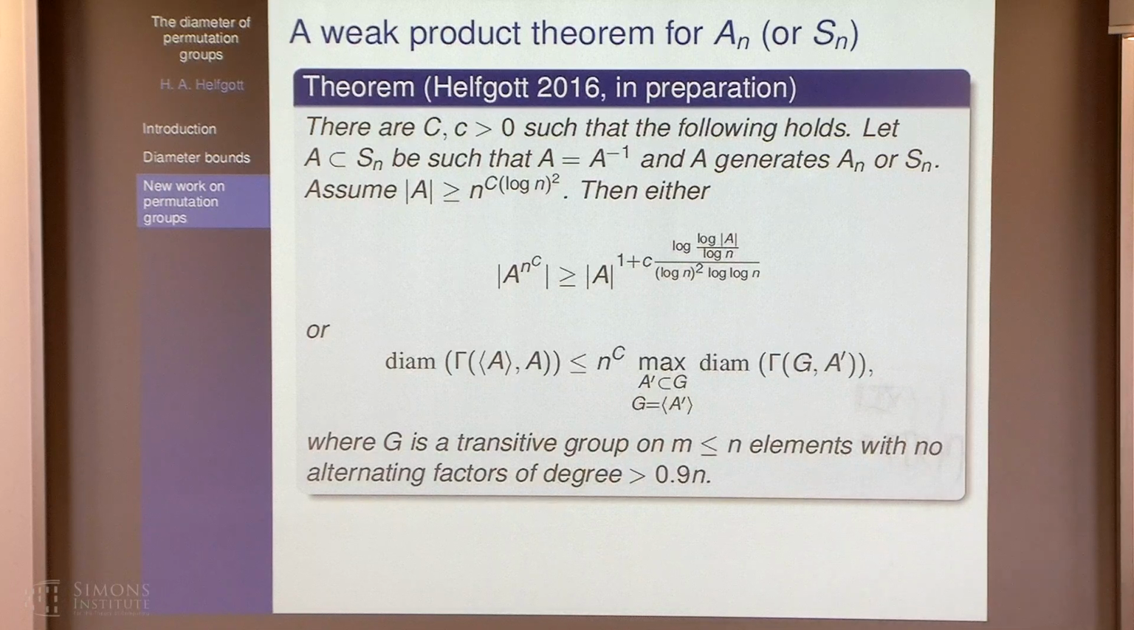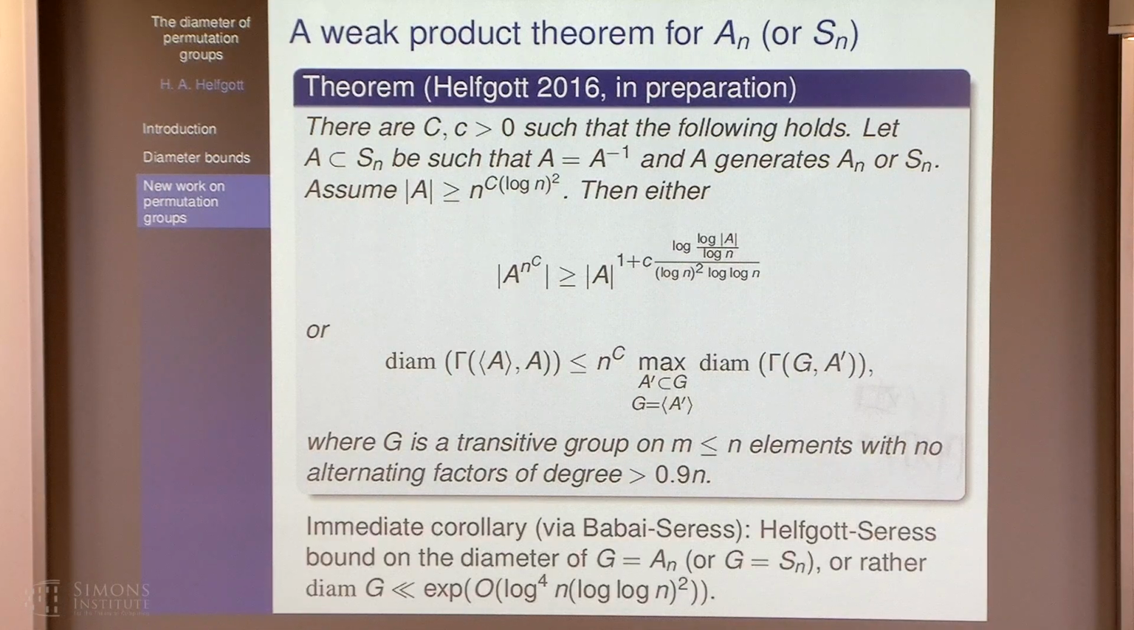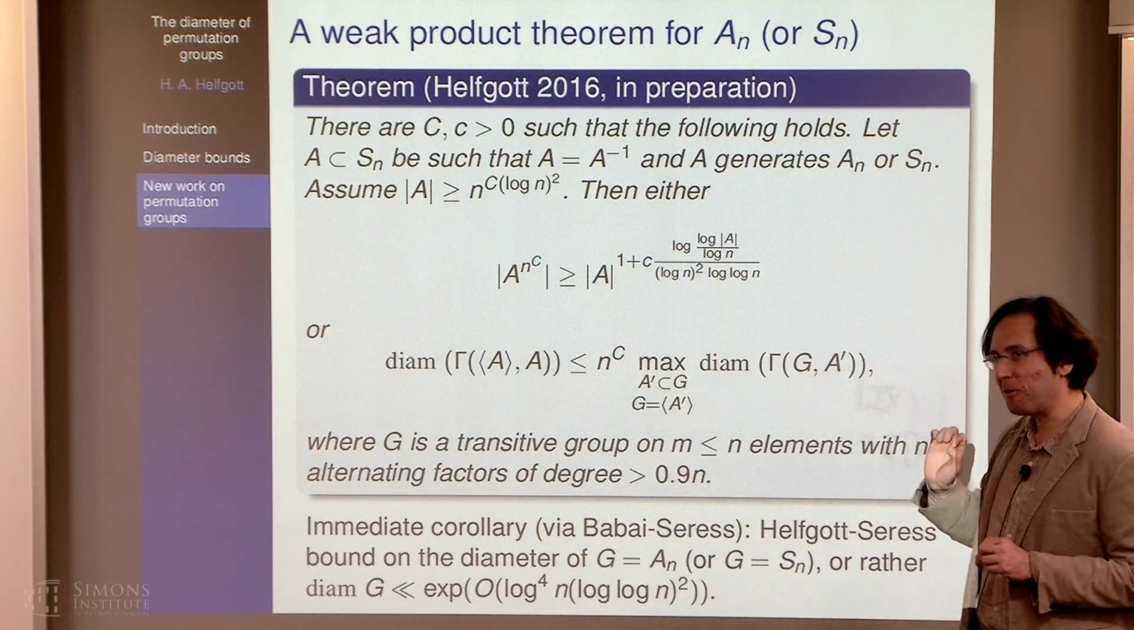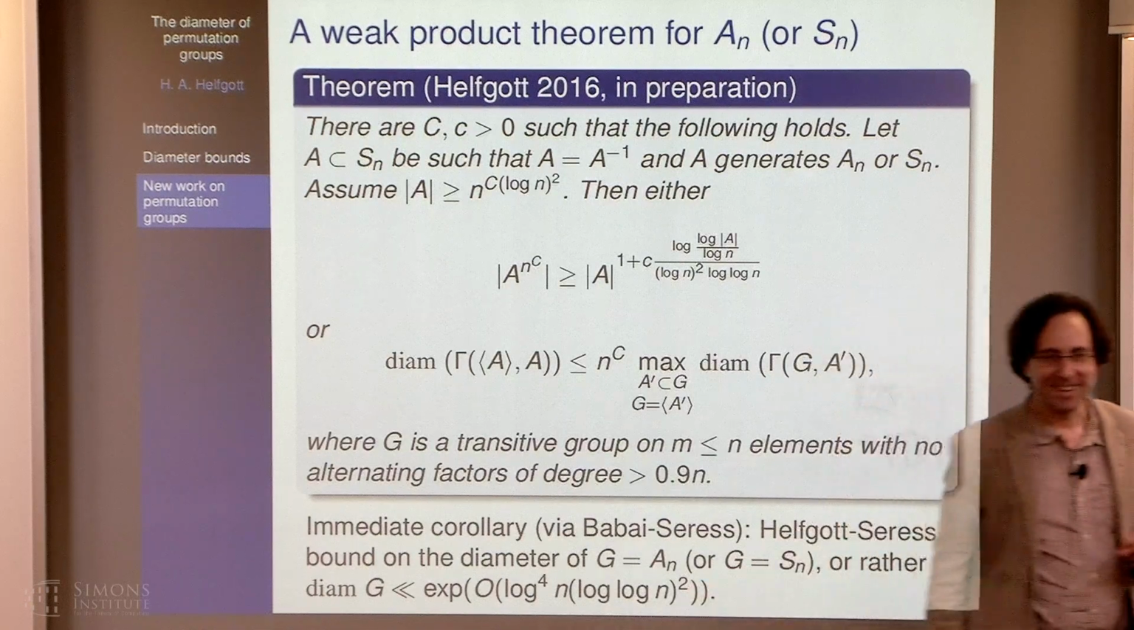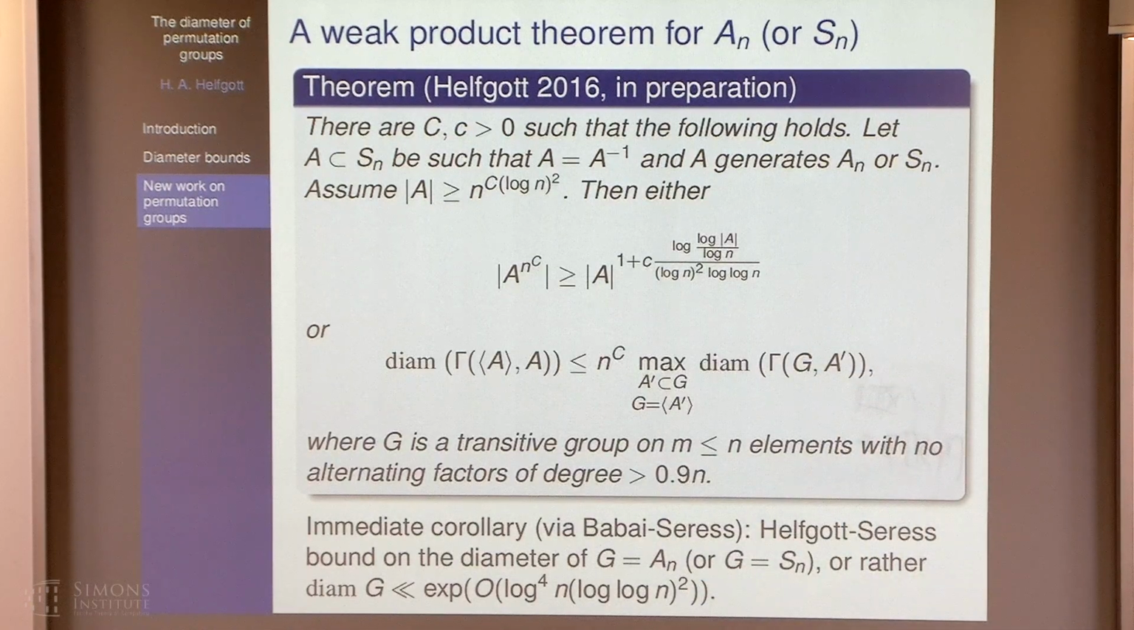And then from that, you get pretty much right away Helfgott as a corollary, though I managed to make the exponent very slightly worse. So now there's a 2 here in the log instead of a 1. But the important thing is that there's now a product theorem, of a non-stupid kind.